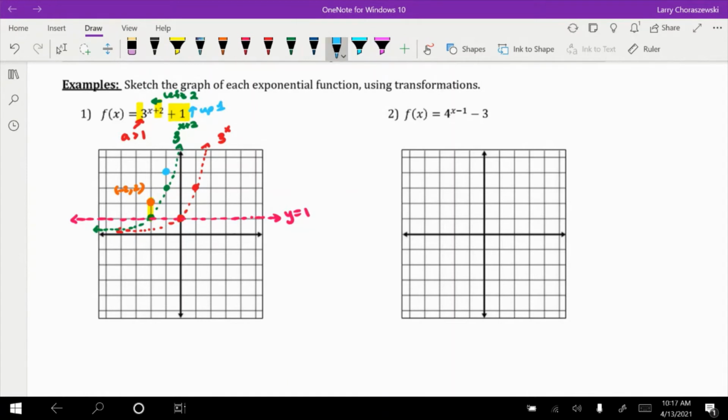And with that said, we can go ahead and connect those 2 points, the orange one and the light blue one, in a similar shape as our previous graphs. And that would be our graph of 3 to the x plus 2, plus 1. Ain't she a beaut?